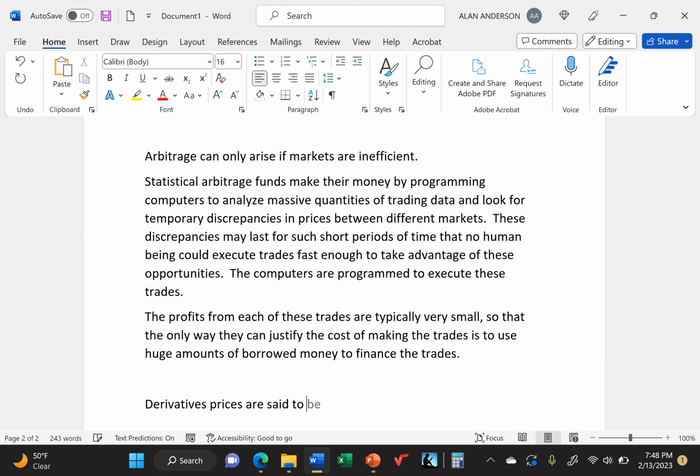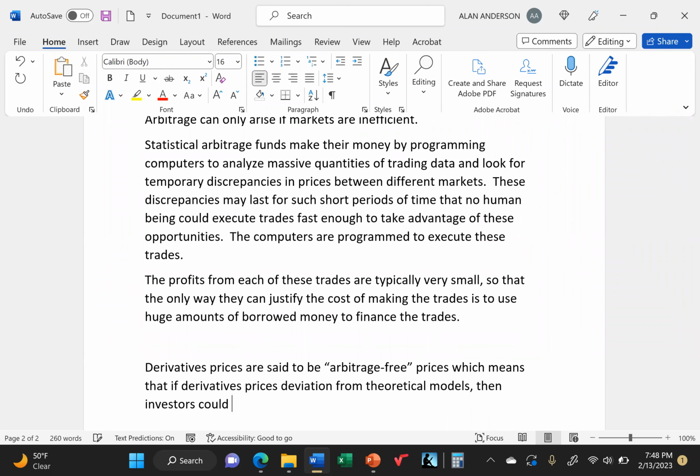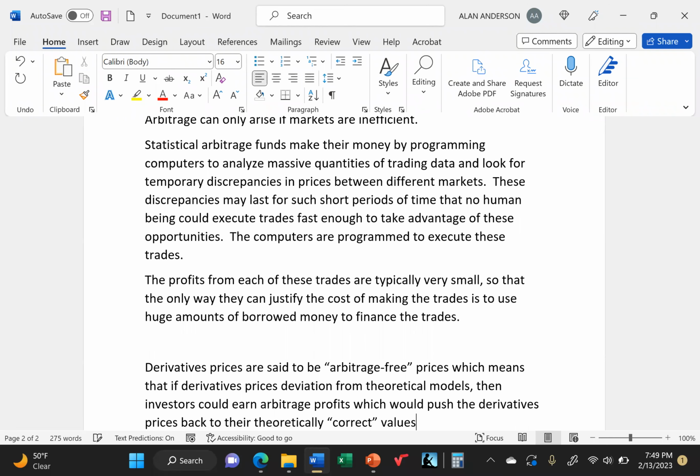So derivatives prices are said to be arbitrage-free prices, which means that if derivatives prices deviate from these theoretical models, then investors could earn arbitrage profits, which would push the derivatives prices back to their theoretically correct values, I guess you could say.